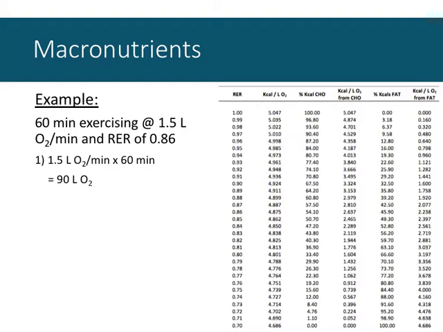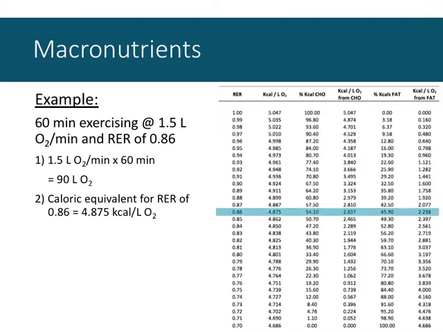Well, I know if I can calculate oxygen consumed, I can approximate energy expended, but I need to know the caloric equivalent first. An RER of 0.86 indicates some mix of fuels is being used to satisfy that exercise. If I just look at the table, it means for every liter of oxygen, of those 90 liters, my yield is 4.875 kcals per liter. And there are other numbers over here, which we'll look at later, but right now I'm only focused on the caloric equivalent, 4.875. It's not 5, so I'm going to calculate this number directly, and we'll round to 439, 440 kcals.